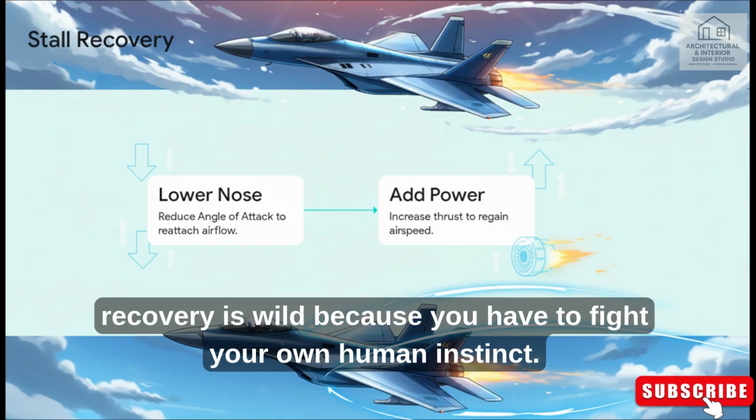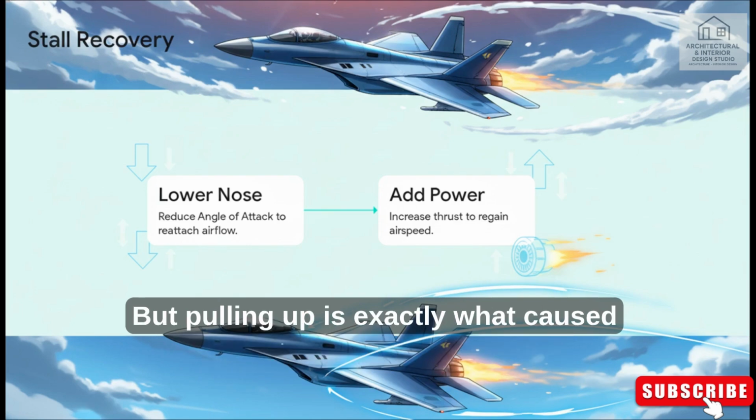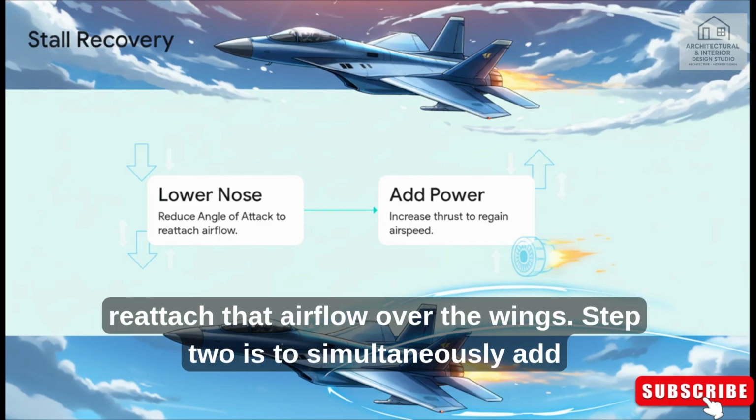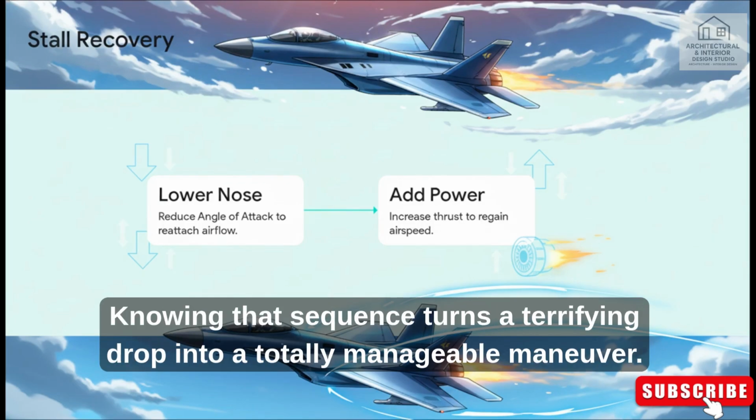Stall recovery is wild because you have to fight your own human instinct. Step 1, lower the nose. Your brain screams, "I'm falling, pull up," but pulling up is exactly what caused the stall in the first place. You must immediately push the nose down to reduce the angle of attack and reattach that airflow over the wings. Step 2 is to simultaneously add power to get your thrust and airspeed back. Knowing that sequence turns a terrifying drop into a totally manageable maneuver.